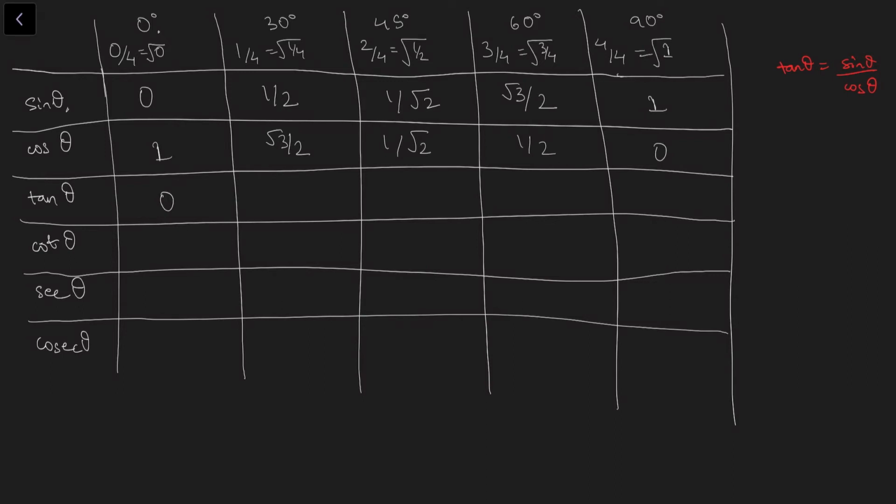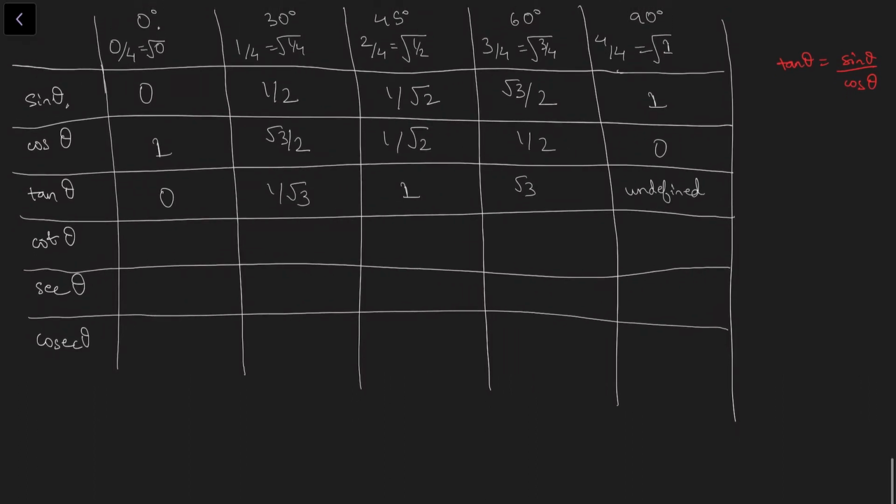Tan 30, we get 1 by 2 divided by root 3 by 2, and you get 1 by root 3. Tan 45, since sine theta and cos theta are both 1 by root 2, you'll get tan theta as 1. I mean tan 45 as 1. And tan 60 you'll get root 3 by 1 or just root 3. And tan 90 you'll get it as 1 by 0, which is undefined.